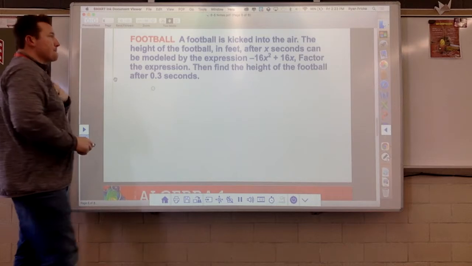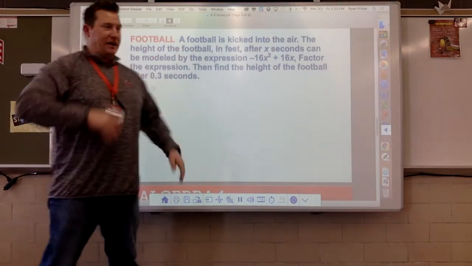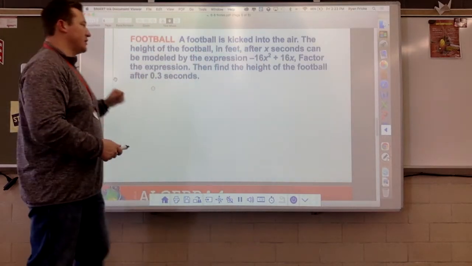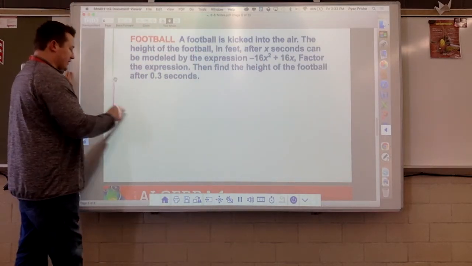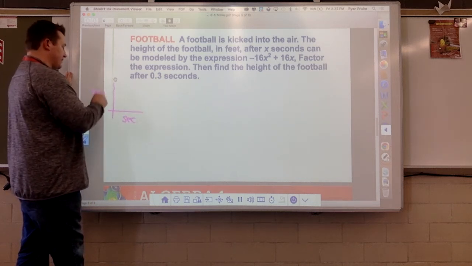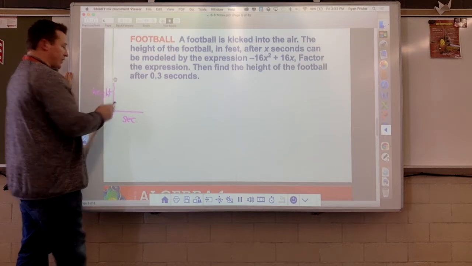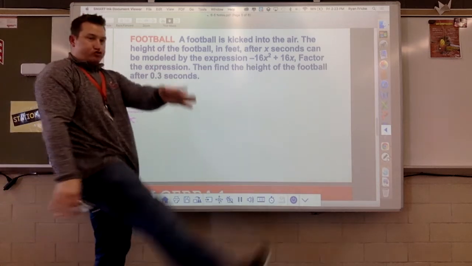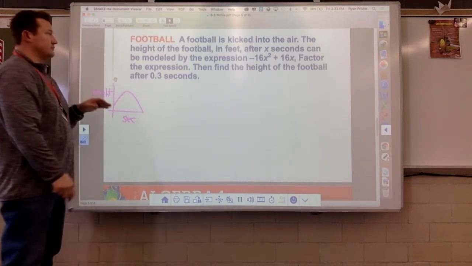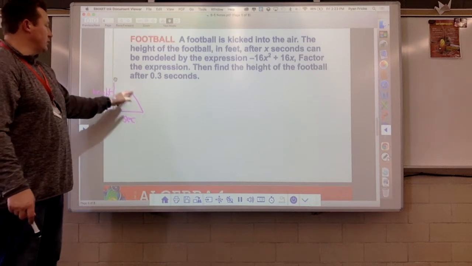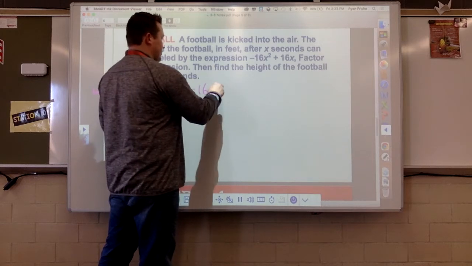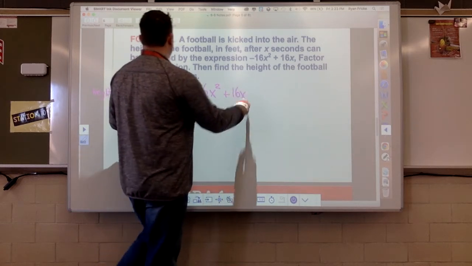Okay. A football is kicked into the air. You can all imagine what that looks like. The height of the football in feet after X number of seconds is modeled by that expression. So again, here are seconds. Here is the height. So the height of the football. Guys, I'm holding the football. Kick football, right? Football goes up. Football comes back down. So the height of this football is modeled by that expression, negative 16x squared plus 16x.